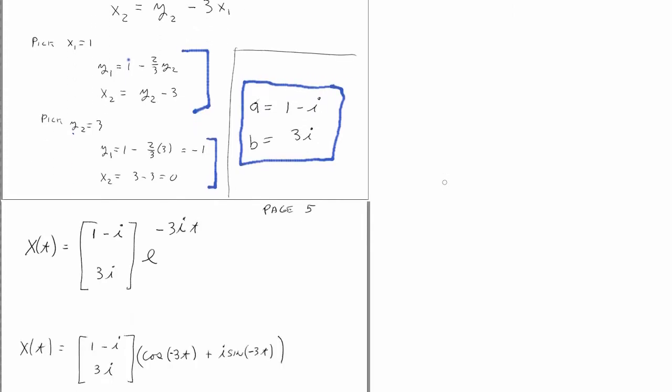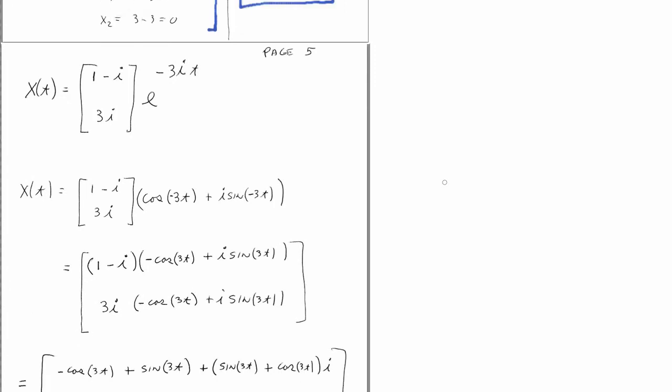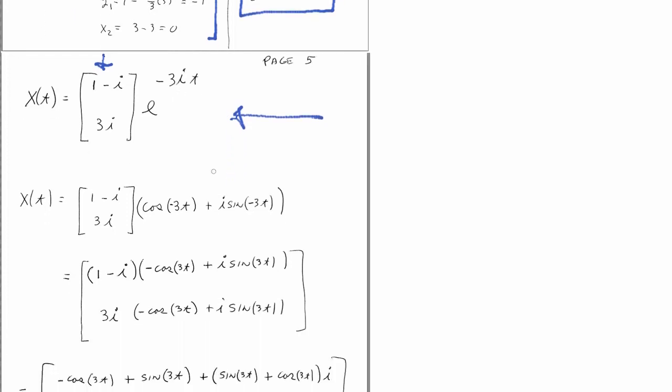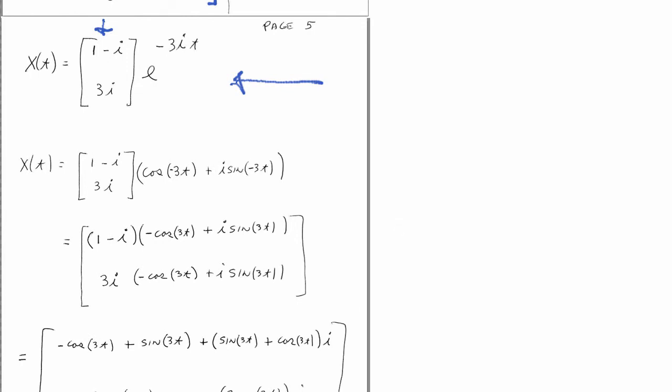Okay, so therefore, wrapping it all together, here's our solution that we get. We get x is equal to this one right here, just our eigenvector, times e to the minus 3it. And now using de Moivre's formula for e to the 3it, we get this line. Okay, and then we can multiply that scalar into that vector to get this.